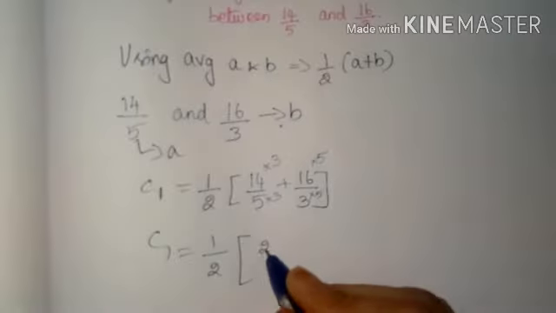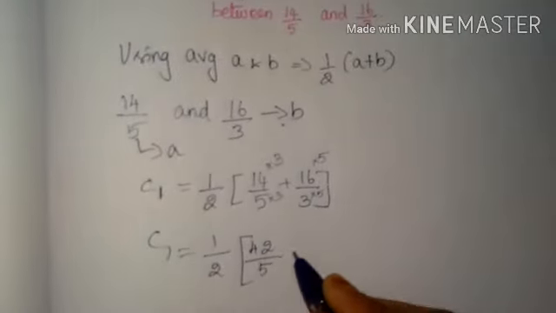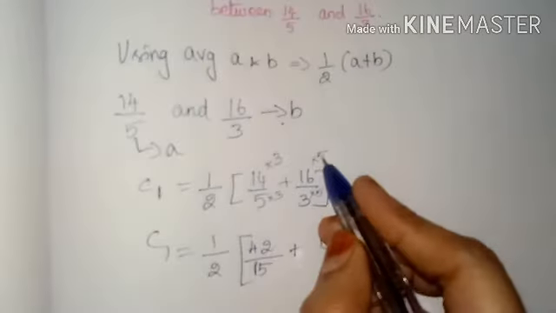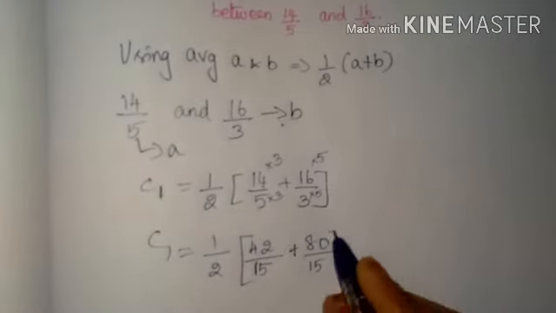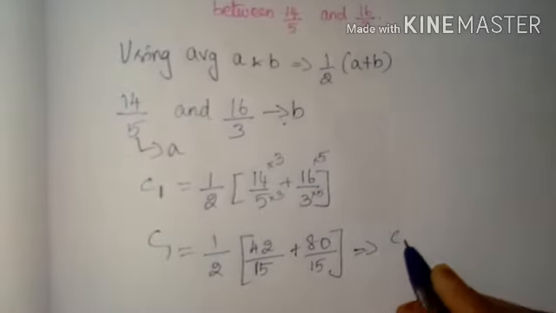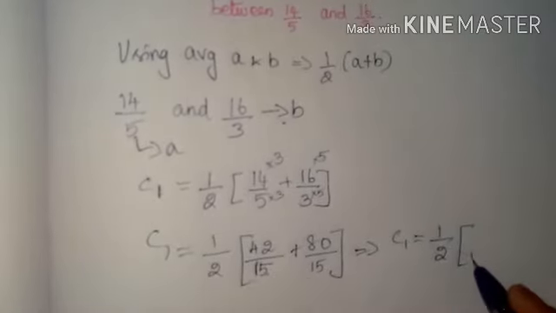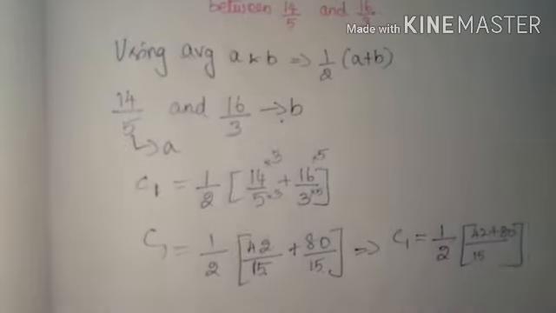3 4s are 12, balance 1. 3 1s are 3, 3 plus 1, 4. So 42 by 15 plus 5 6s are 30, carry over 3. 5 1s are 5, 5 plus 3, 8. 80 by 15. C1 is equal to 1 by 2. Both the denominators are the same, so write the denominator as a common term.